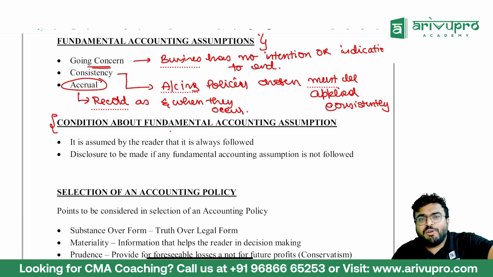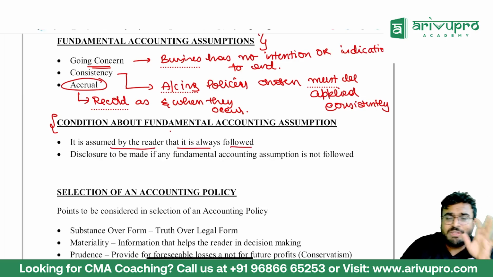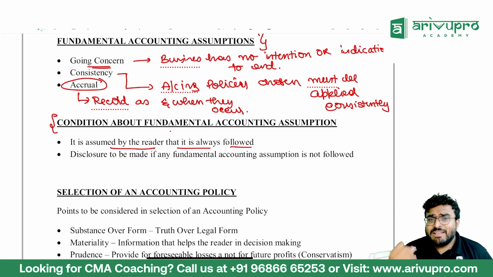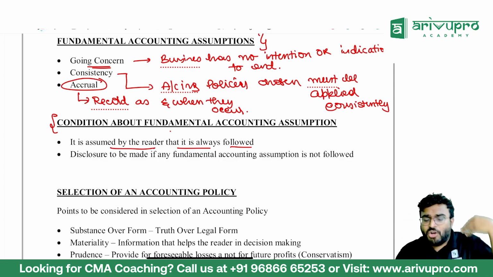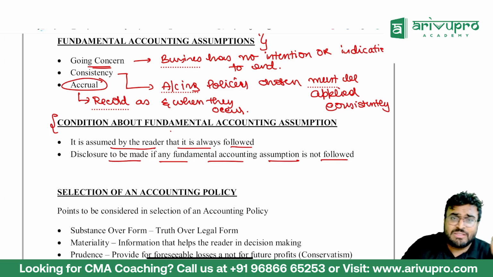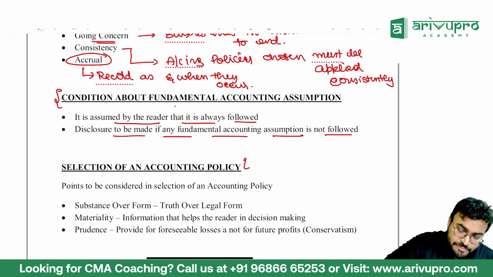There is an assumption about fundamental accounting assumption that it is assumed by the reader that it is always followed. So anyone reading the financial statement, they assume that these three things are always followed. If any of these three things are not followed, disclosure is to be made if any fundamental accounting assumption is not followed. Clear?